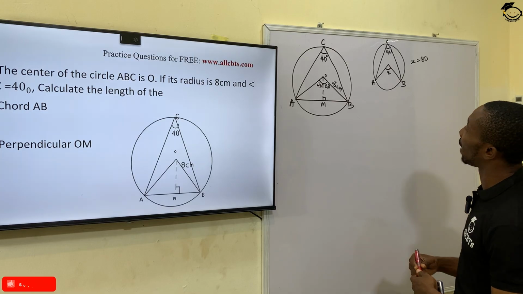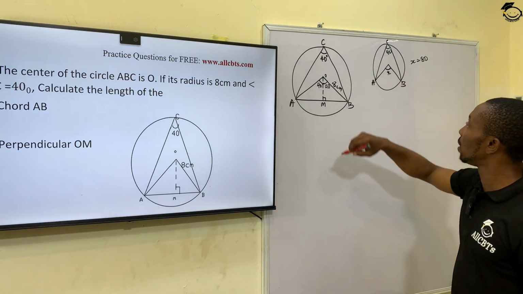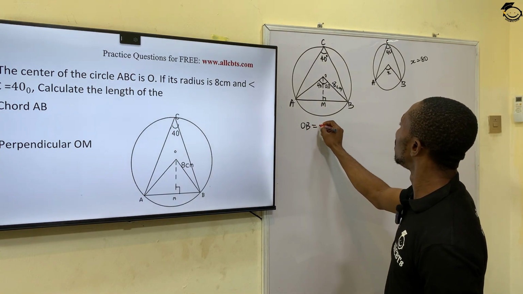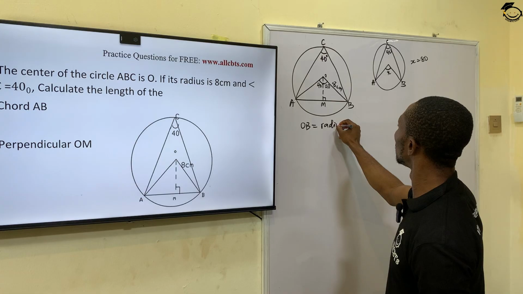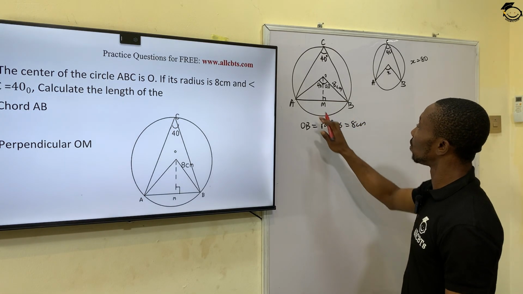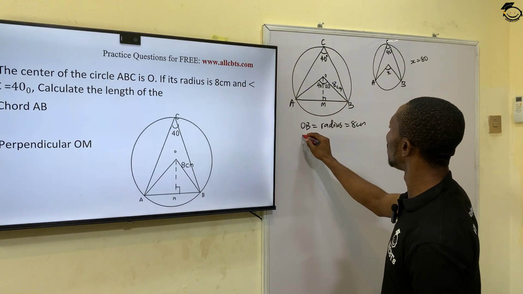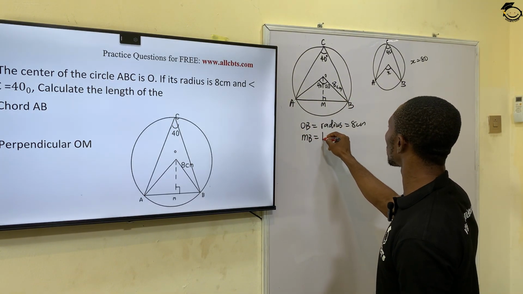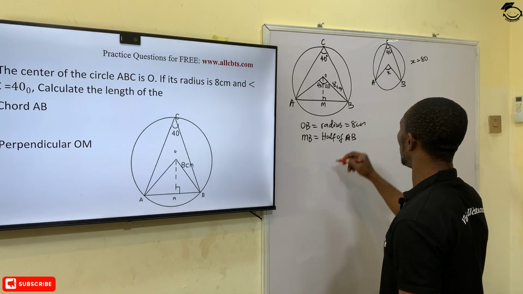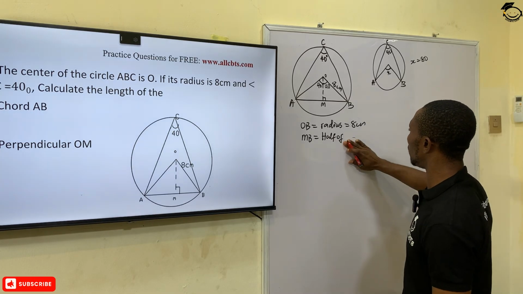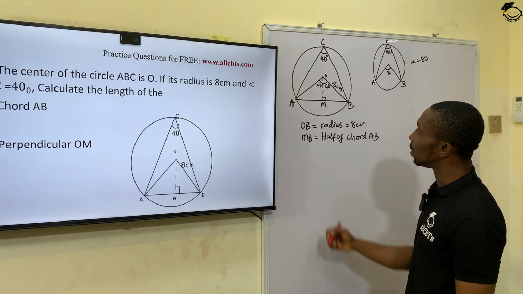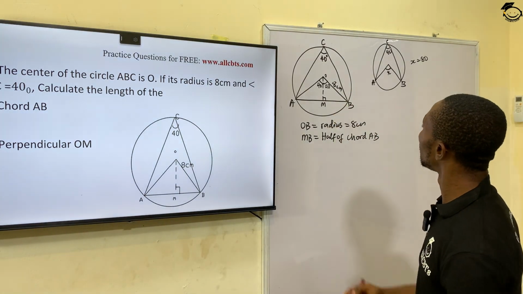Now, bearing in mind that OB and OA are our radius, OB equals the radius, which is 8 cm. So we can find the length of MB. MB equals half of AB, half of chord AB, since OM is perpendicular and cutting it at 90 degrees.